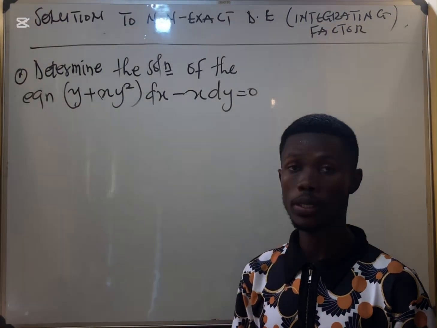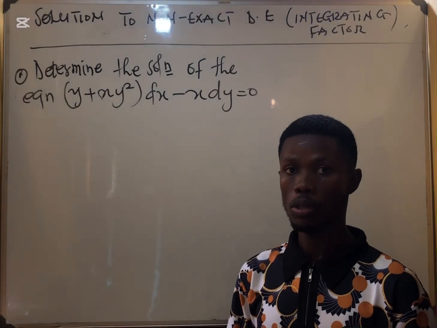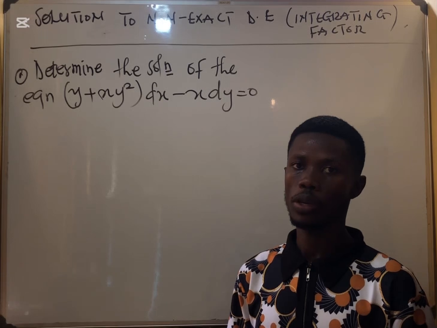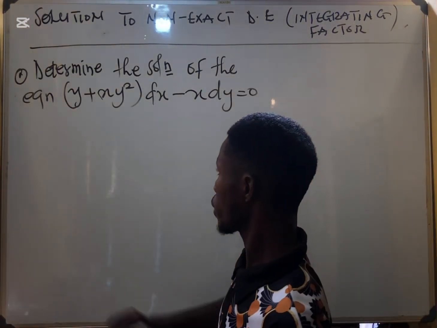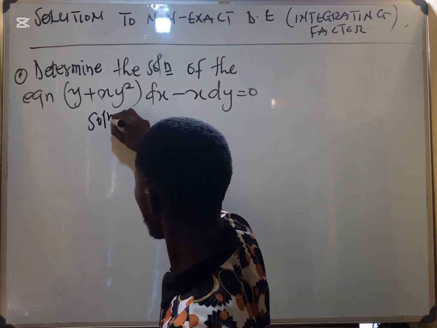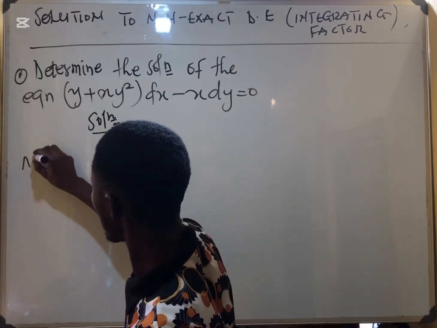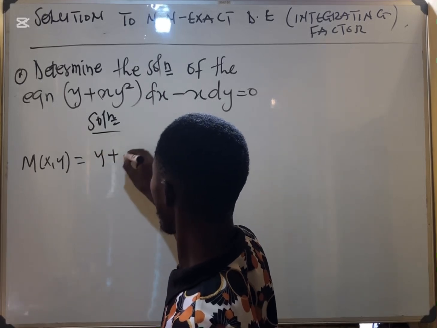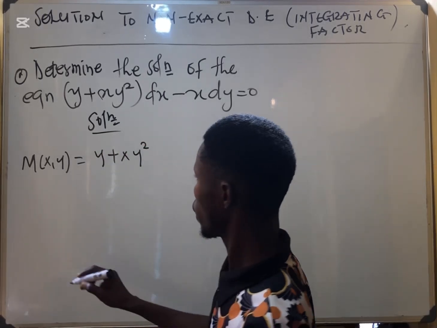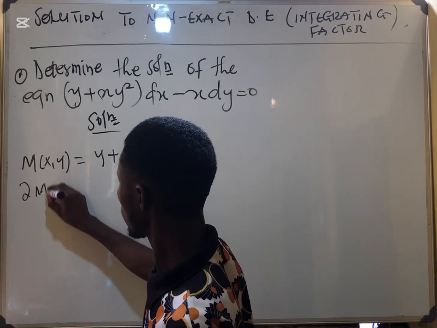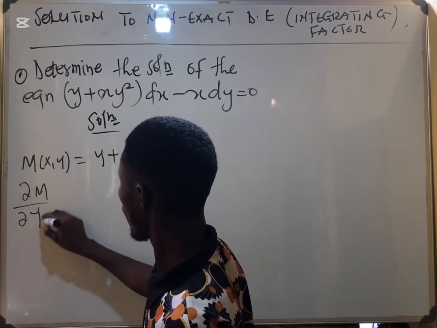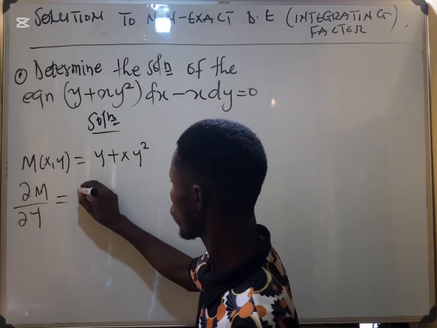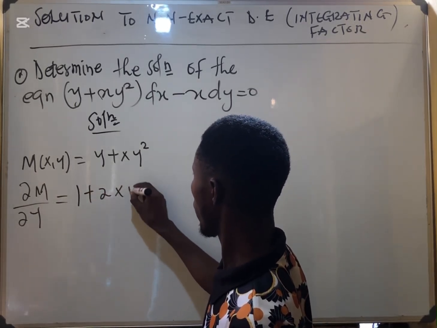Now looking at this one, the first thing to do is to test whether it's exact or not. When it's not exact, that's where we call in the integrating factor. So let's test first. We have M in terms of x and y to be y plus xy squared. When I differentiate this partially with respect to y, I have 1 plus 2xy.